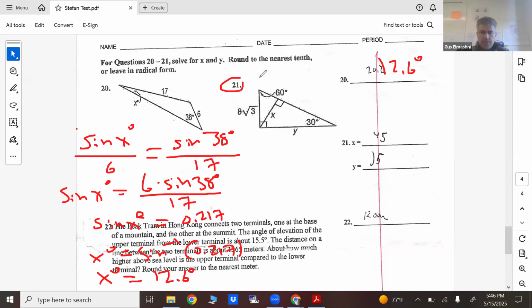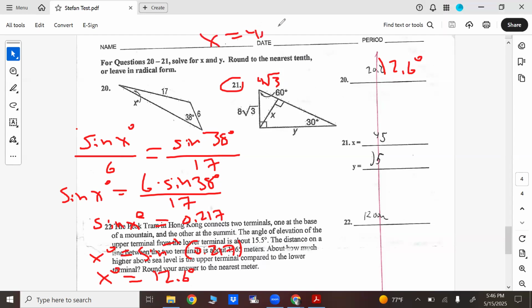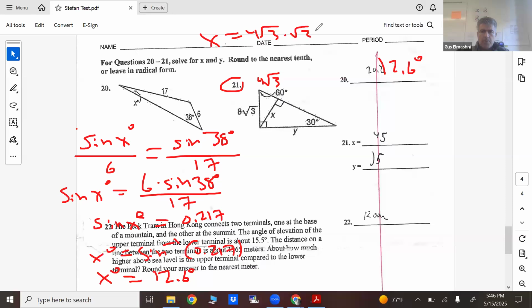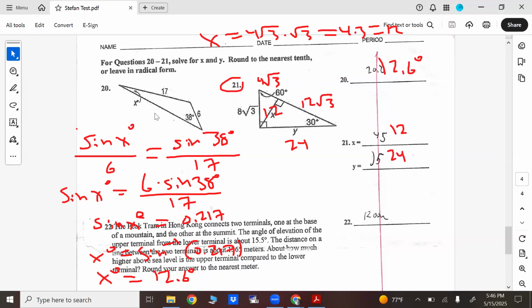So if that's 8 root 3, that's 4 root 3. And that'd be 4 root 3 times root 3, because you take the short leg and multiply by root 3, so it becomes 4 times 3, which is 12. And if that's 12, then this is 24. That's 12 root 3 if you're curious. Okay, we're cool with that.